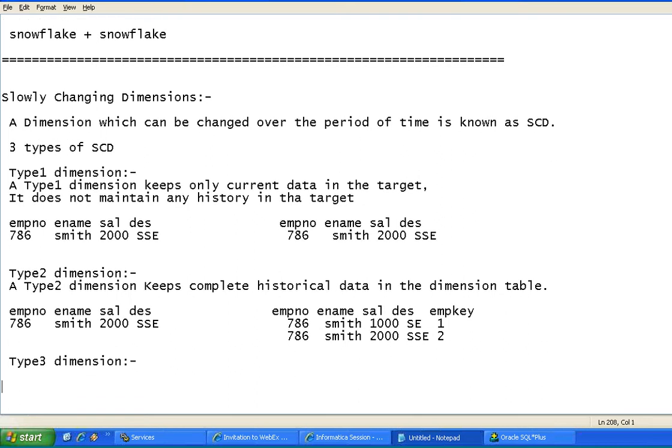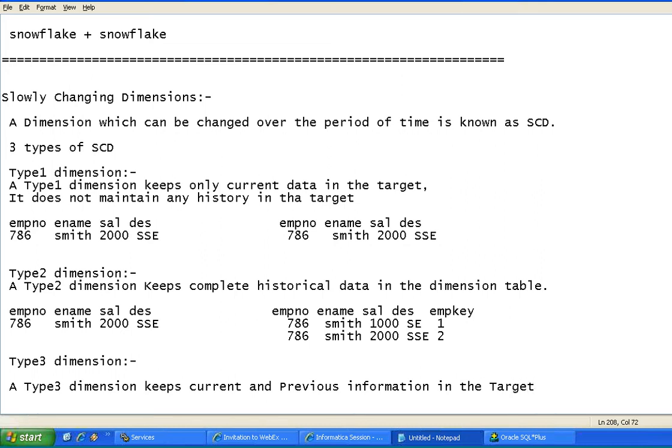Coming to type 3, what is this type 3 dimension? A type 3 dimension keeps partial history. That means it keeps current and previous information both in the target. That is partial history.